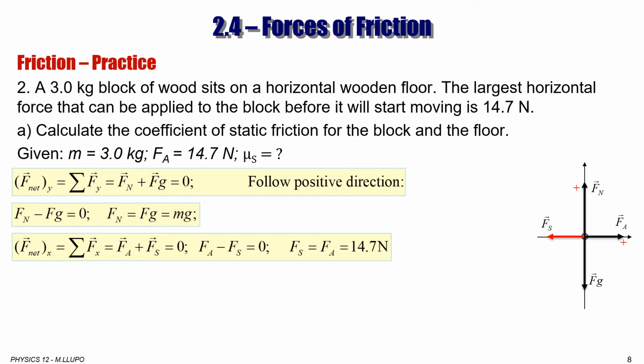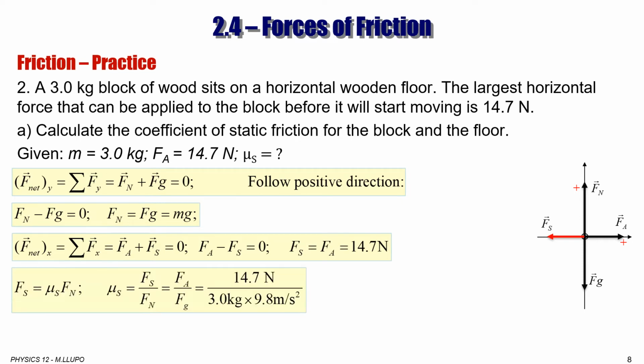Since we know Fs, we know that Fs is equal to mu s Fn. So from here we solve for mu s, which is Fs over Fn. But remember, Fn is equal to Fg and Fs is equal to Fa. So now we can say that Fs is replaced by Fa and Fn is replaced by Fg in those calculations. So we are ready to calculate mu s, which is equal to 0.5.